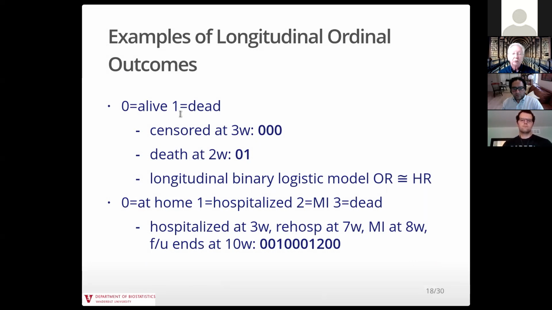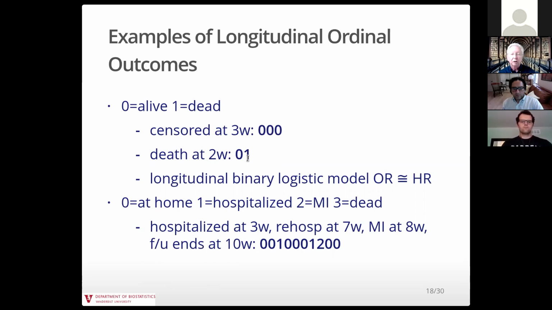And so if your interval of analysis is 3 weeks, your data for a patient who's censored at 3 weeks would have 3 zeros. So they were alive at the end of 1 week, 2 weeks, and 3 weeks. And then we have no further information. So the record stops right there. Someone that died at 2 weeks, they made it through the first week, and then they didn't make it through the second week. So they're a 0-1, and their record stops right there.